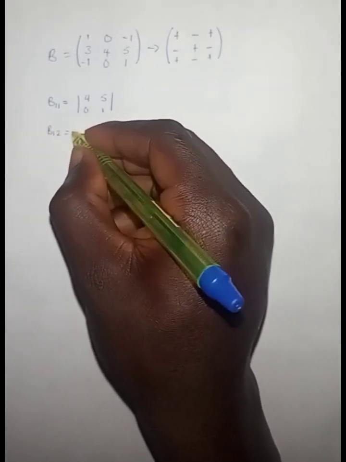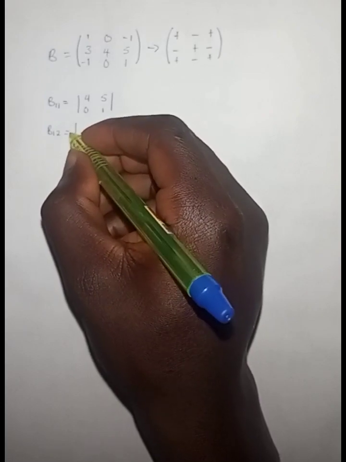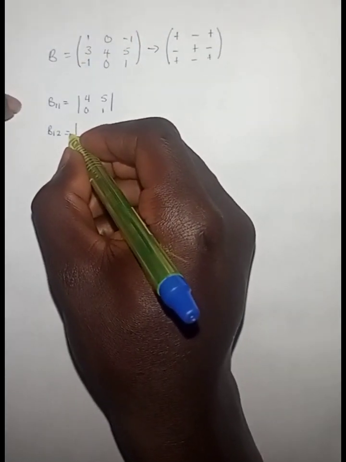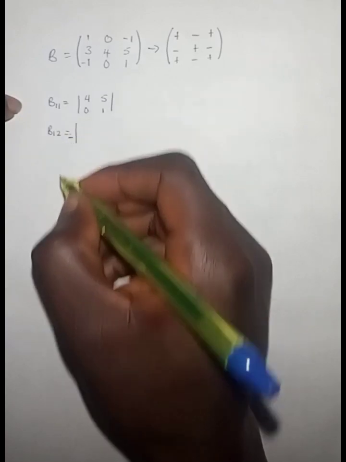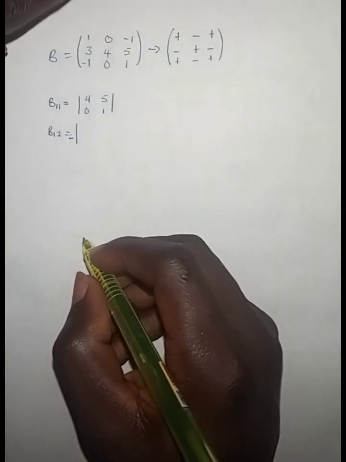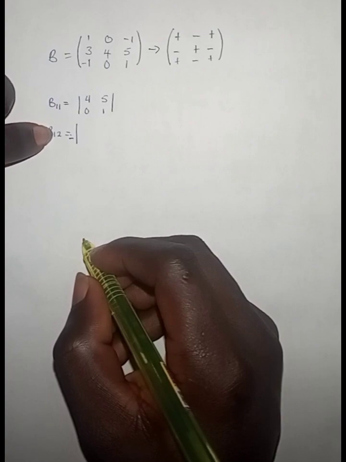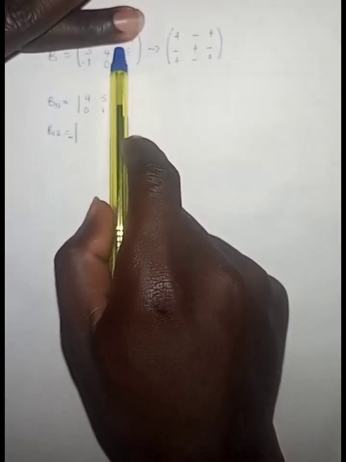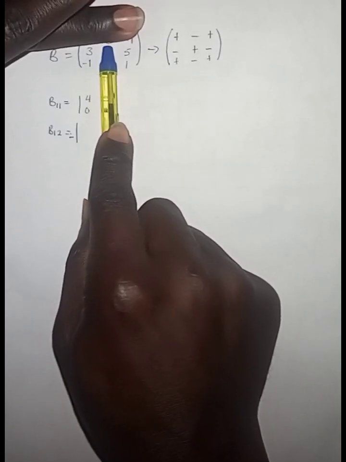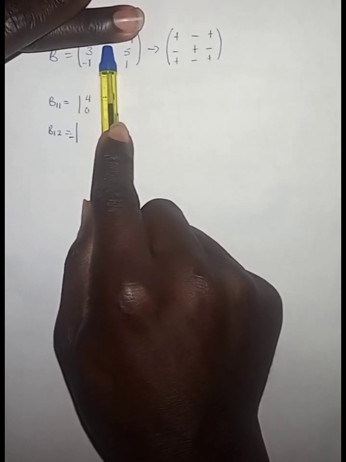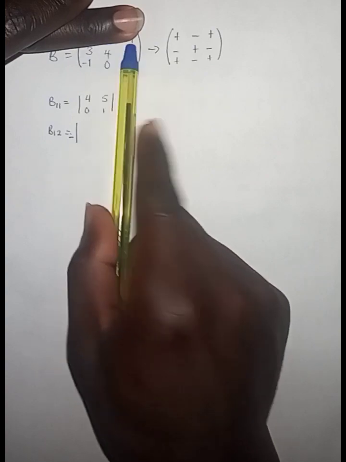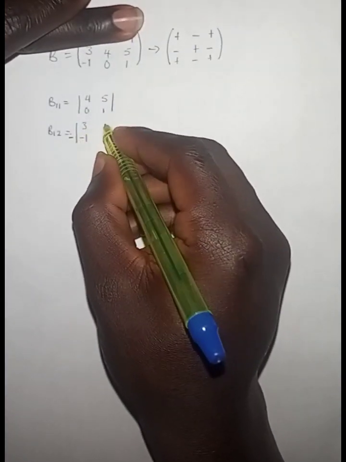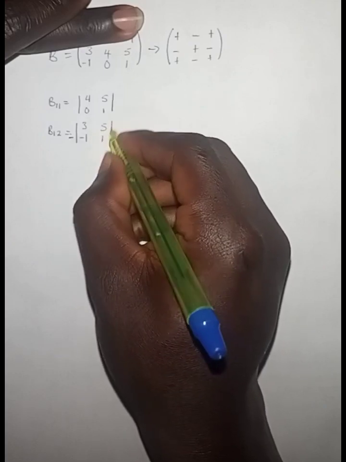B12, the sign is minus. Then we block row 1, column 2, and we're left with 3, minus 1, 5, and 1.